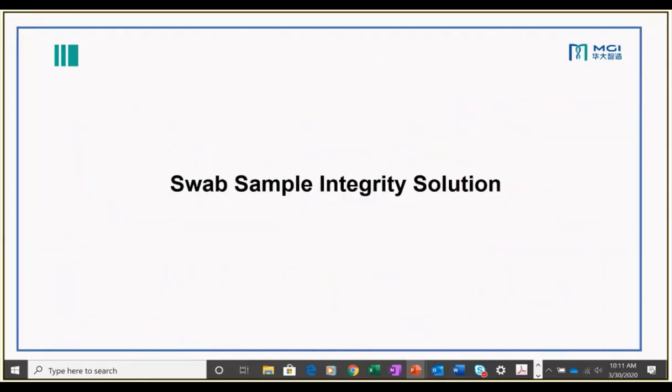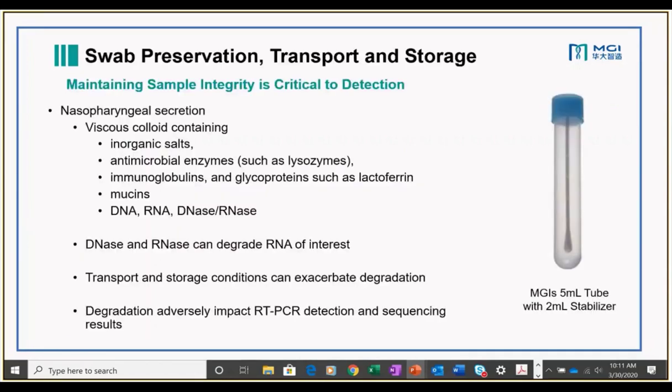Maintaining swab sample integrity is key. And that is because it directly impacts the performance of the RT-PCR and sequencing, and results in either top quality diagnosis or poor quality.